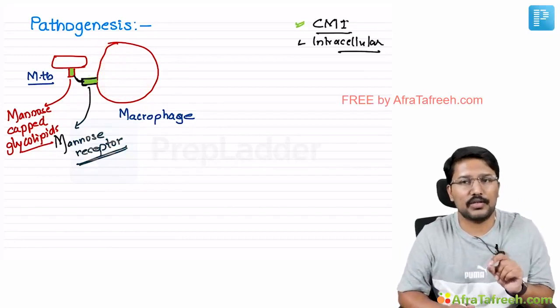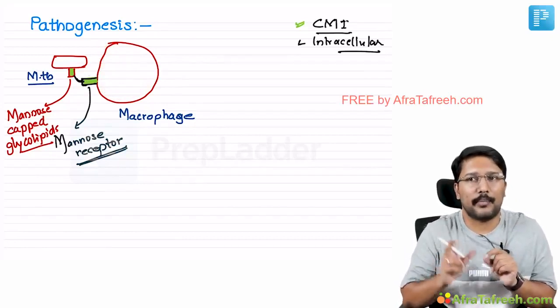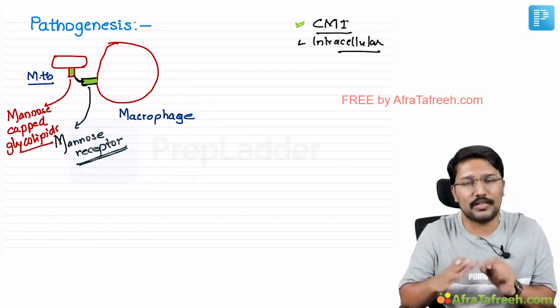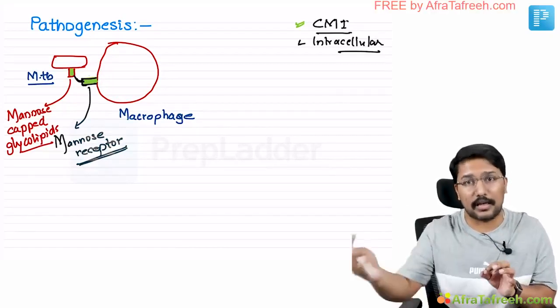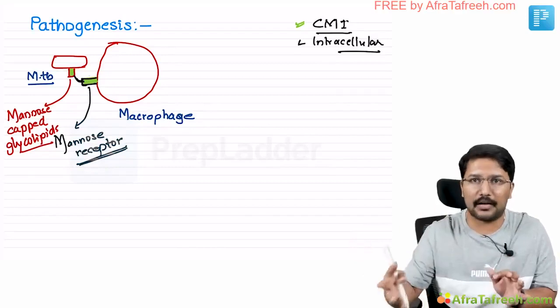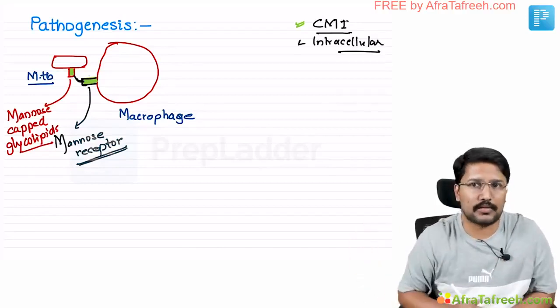Now once it is phagocytosed, unfortunately these macrophages may not be efficient enough in destroying these mycobacteria, and they can start replicating inside the macrophages, kill these macrophages, recruit more macrophages and infect them, and thus the infection propagates.